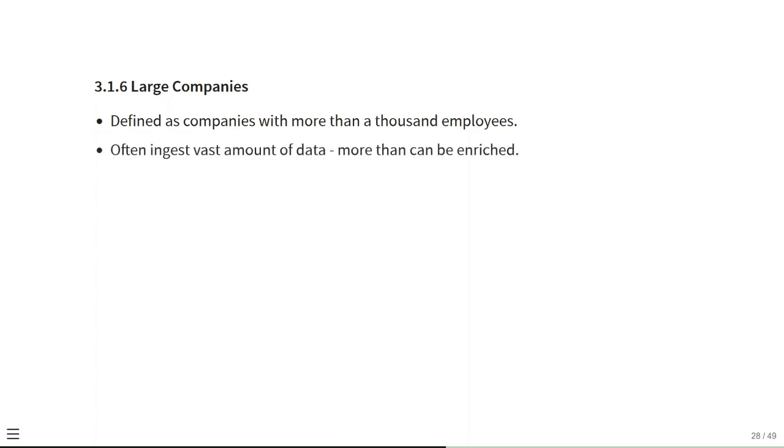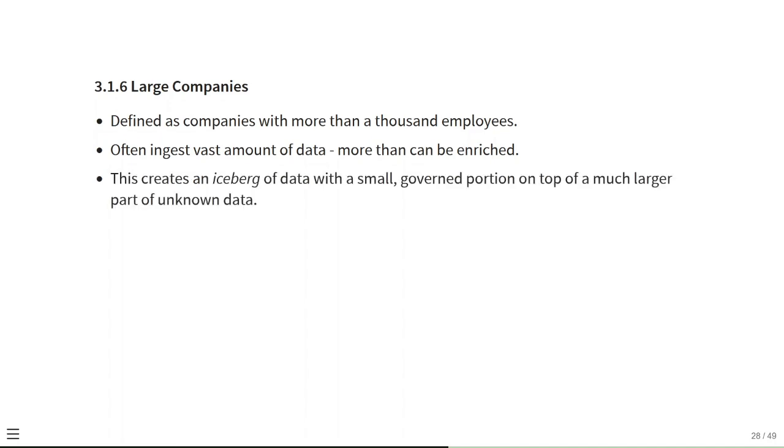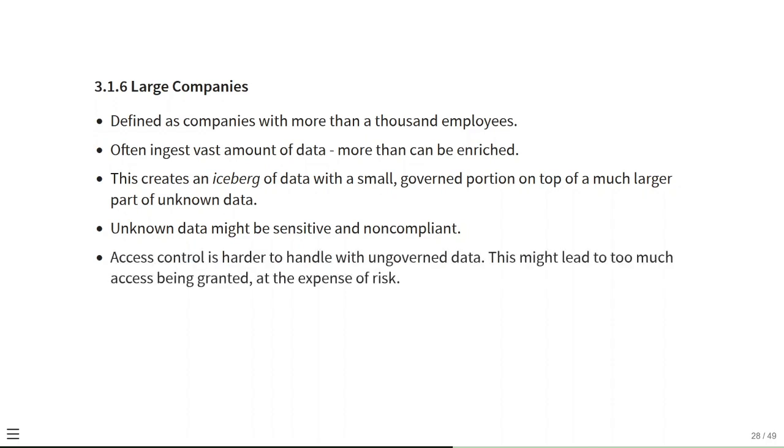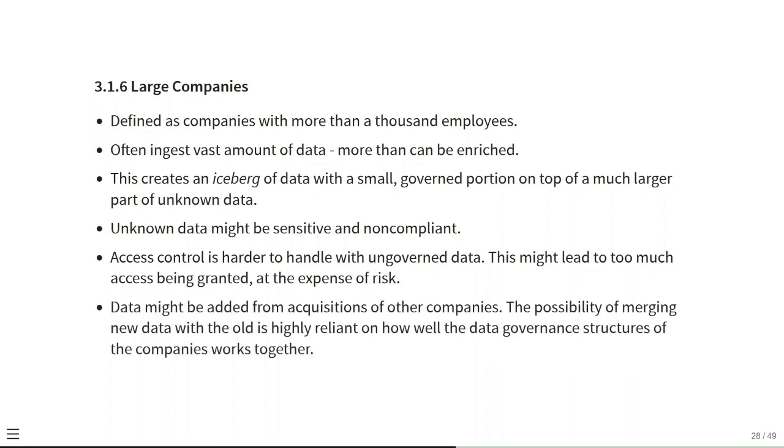Large companies often ingest vast amounts of data, more than can be enriched. This creates an iceberg of data with a small governed portion on top of a much larger part of unknown data. Unknown data might be sensitive and non-compliant. Access control is harder to handle with ungoverned data, and this might lead to too much access being granted at the expense of risk. Data might be added from acquisitions of other companies, and the possibility of merging new data with the old is highly reliant on how well the data governance structures of the companies work together.